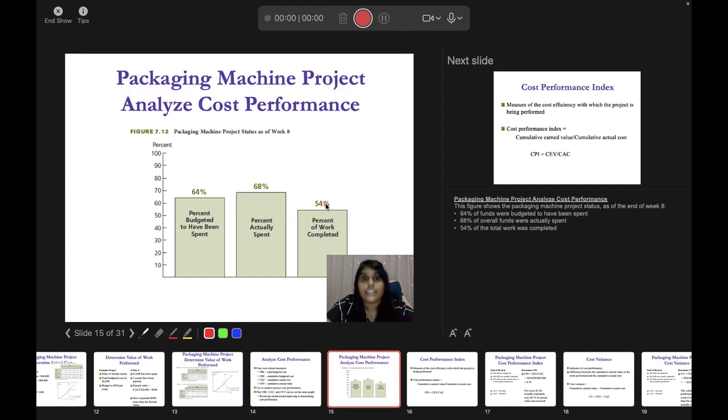And the percentage of actual spent is 68%. So that means your actual percentage of usage has gone 4% higher than your budget. Your actual cost is 4% higher, because the percent actually spent is 68 and your budget is 64. So these have gone 4% higher, and the work completed is only 54%.